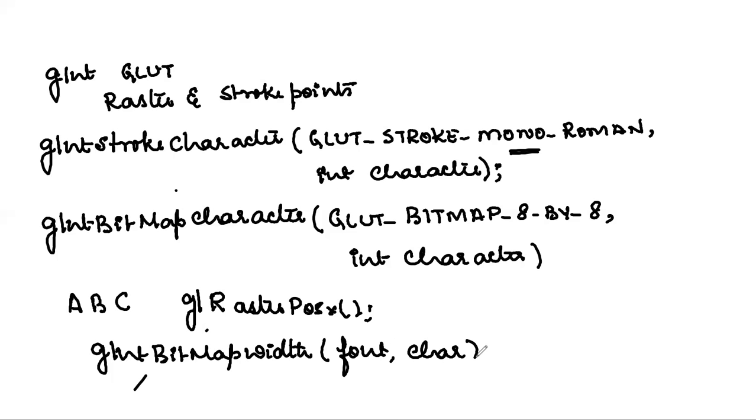So if I recollect, this is the first function. Basically, you can display the raster or stroke fonts. We have the stroke character. We have the bitmap character. To set the position, we have this function, and then to return the width of the character, we have the bitmap width function. So these are the points that need to be remembered for display lists.